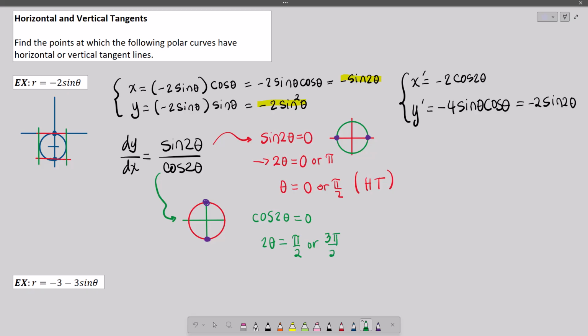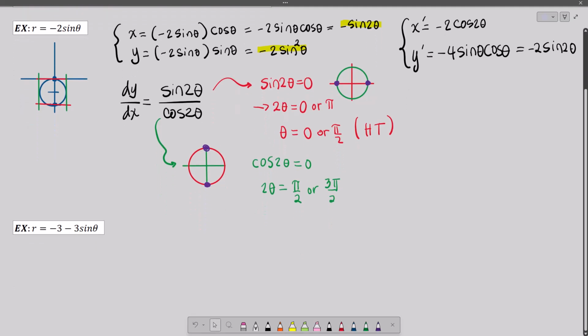Now again, if we were super type A, we'd say, oh, it's pi over 2 plus pi k, where k is an integer. That would give us all the bazillion solutions. But we know we just need the first 2 positive ones, because we see that we've got 2 vertical tangents. So this tells us that theta is equal to, if we divide both sides by 2, pi over 4 or 3 pi over 4. So these are going to be vertical tangents.